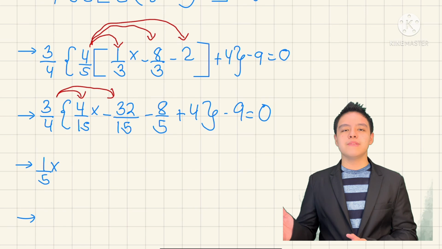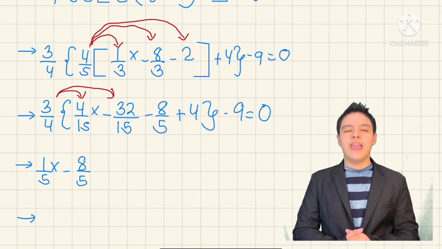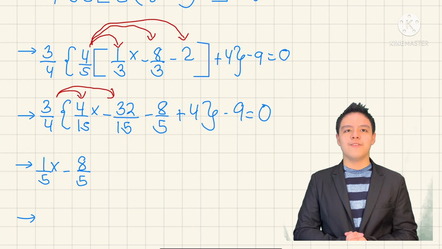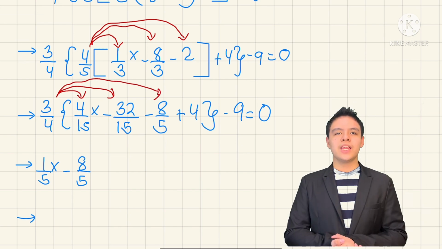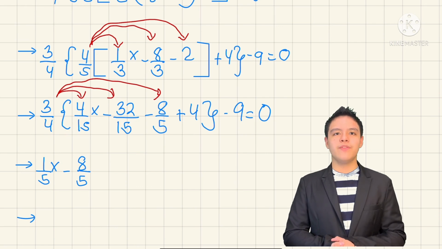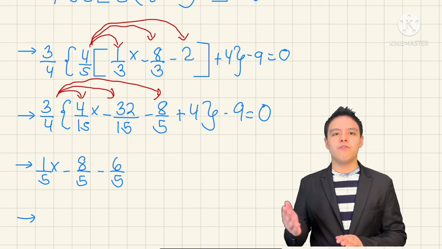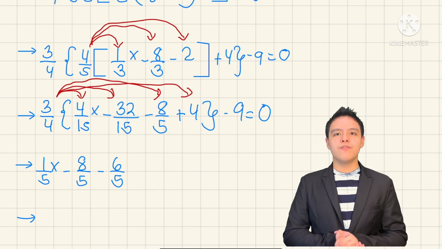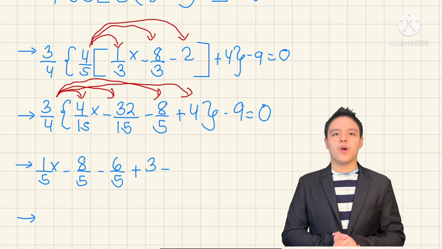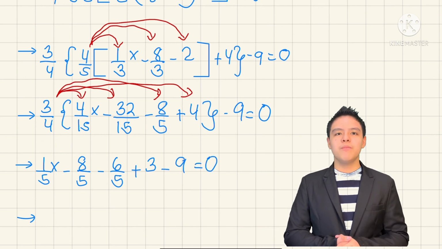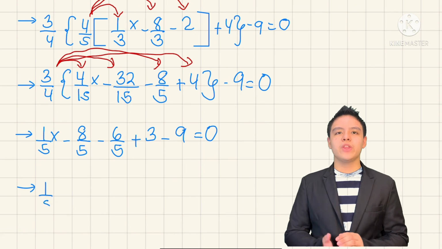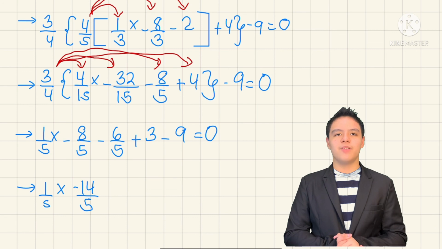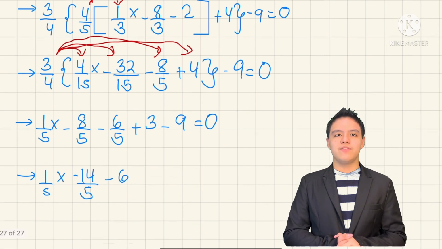3 over 4 times negative 32 over 15 is negative 96 over 60, or negative 8 over 5. 3 over 4 times negative 8 over 5 is negative 24 over 20, or negative 6 over 5. 3 over 4 times 12 over 4, or simply 3. Let's combine like terms. Negative 8 over 5 minus 6 over 5 is negative 14 over 5. 3 minus 9 is negative 6.